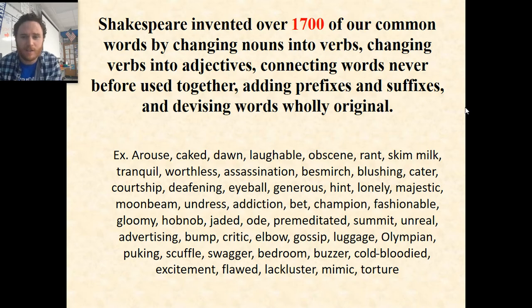I think my favorites are the word bump. I mean, just the sound of the word bump. And the hobnob, one of my favorite restaurants in Brown County. He invented the word there. Skim milk. Are you serious, bro? And even taking the idea of being alone, Shakespeare coined the idea of lonely.